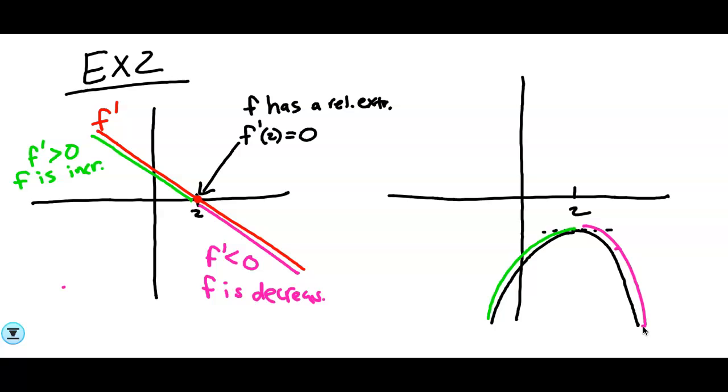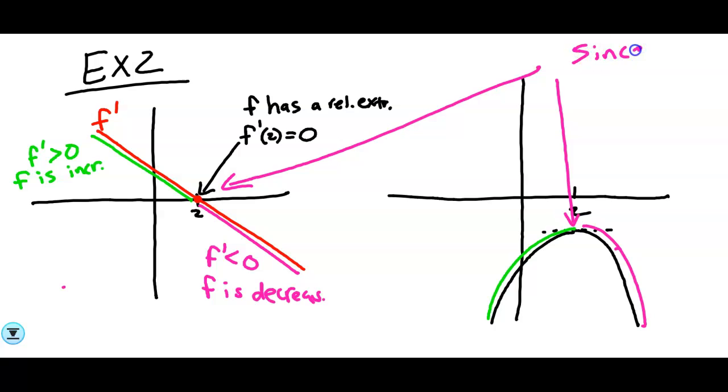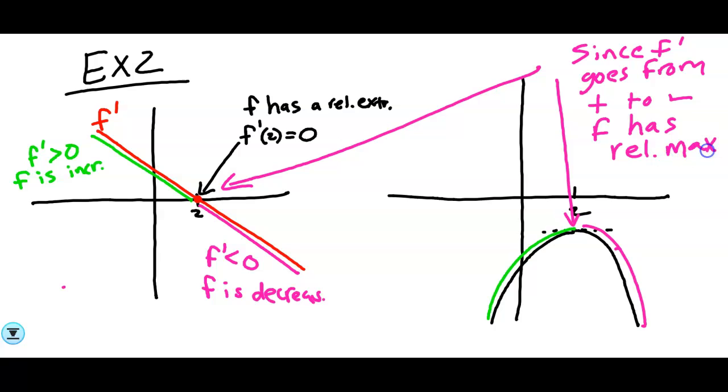Now, this is something I want you guys to write. You don't have to do this on your homework, but you do have to do this on FRQs a lot. So I want you guys to draw an arrow from here and here, and I want you to write a sentence. I want you to say, since f prime goes from what to what? Positive to negative. F has a relative max.